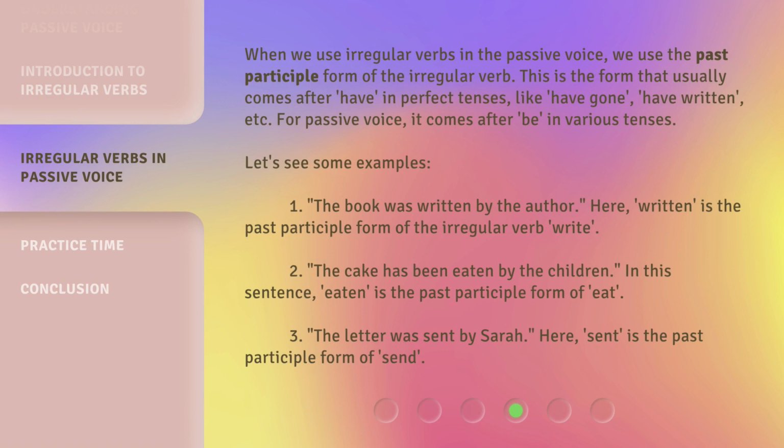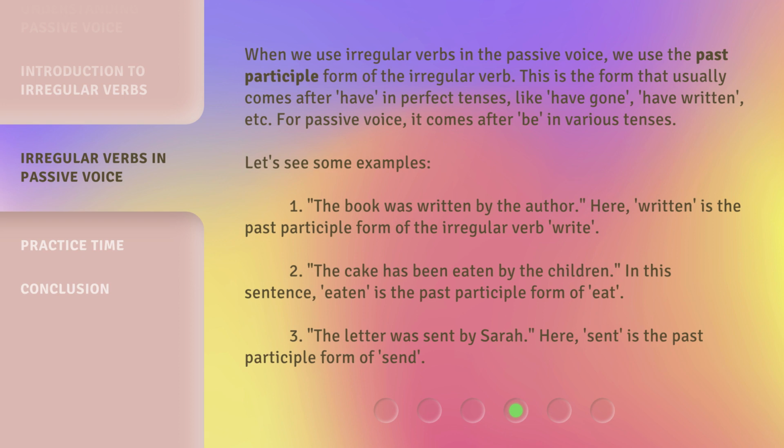When we use irregular verbs in the passive voice, we use the past participle form of the irregular verb. This is the form that usually comes after have in perfect tenses, like have gone, have written, etc. For passive voice, it comes after be in various tenses.